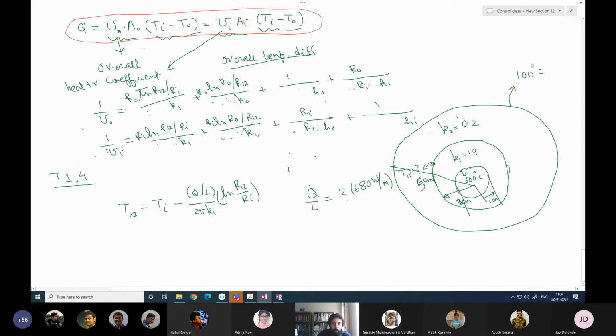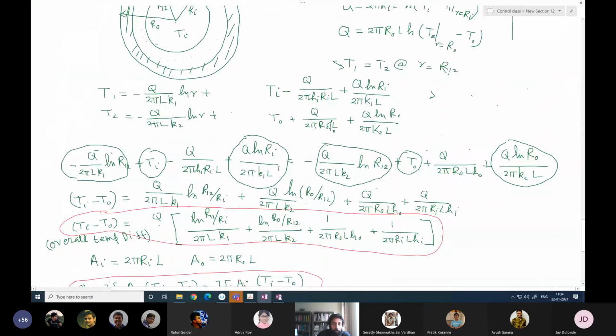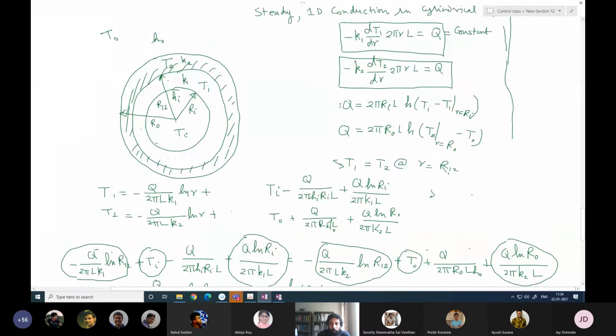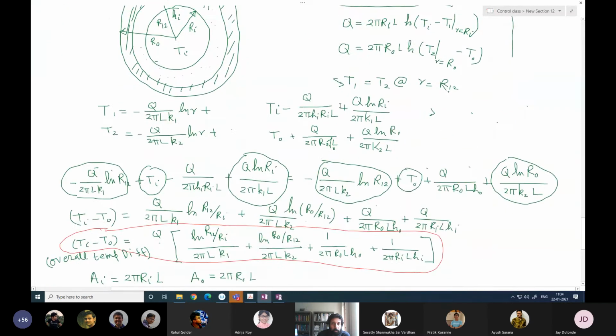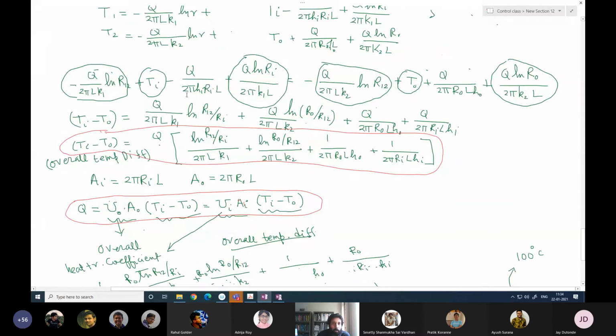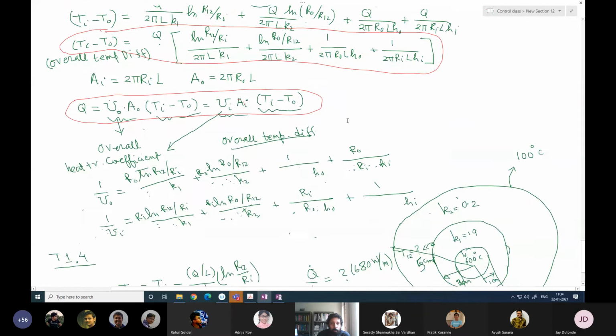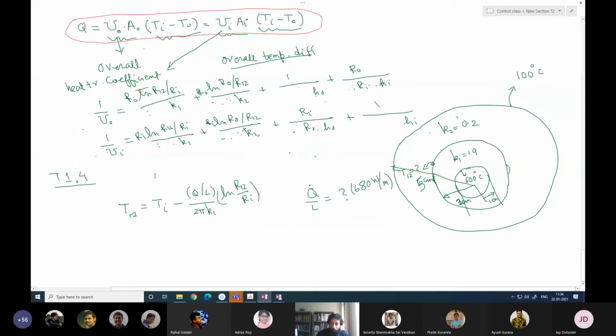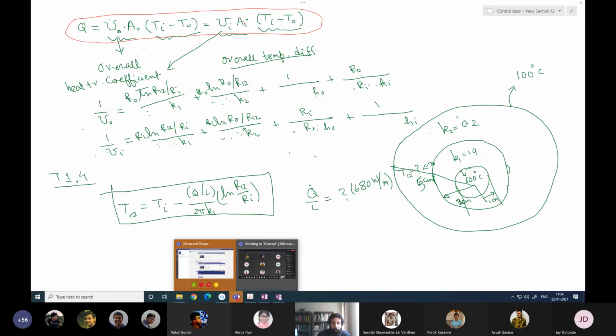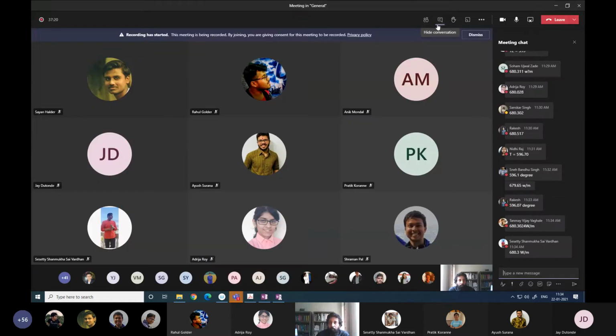So this we obtain when we solve this set of equations. I don't see that here, but when you solve this set of equations, we had this expression. So does anyone have difficulty with this expression? Okay, I think most of you got it.